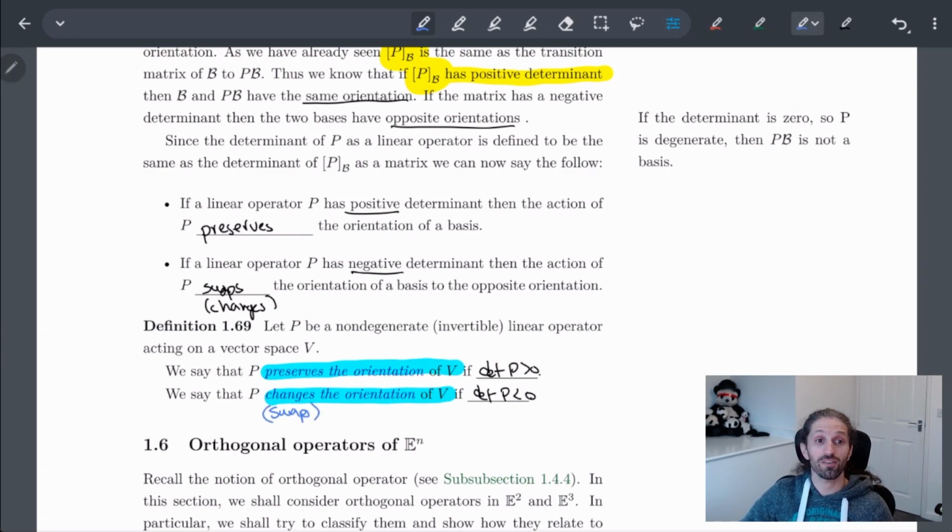And that's it. So if P is some non-degenerate invertible linear operator, we can just do this and we're happy from there. So I know this is going to be a shorter video. That's okay. I'd much rather have shorter videos.